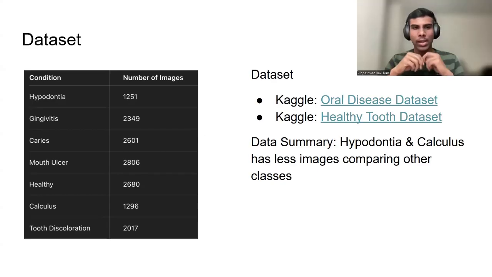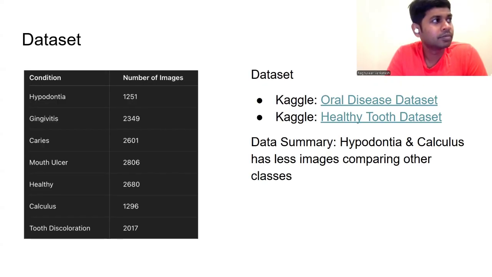Okay, so I'll be speaking about what data set we have used for this project. Initially, we used the oral disease data set from Kaggle. It had around six different classes of oral disease, like what is mentioned in the table: hypodontia, gingivitis, caries, mouth ulcer, calculus, and tooth discoloration.